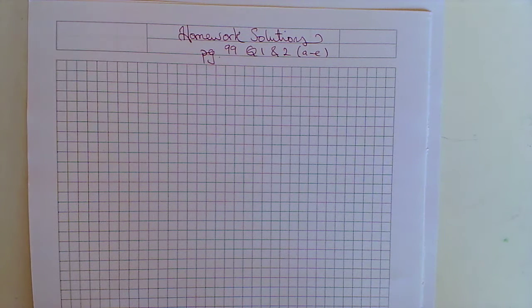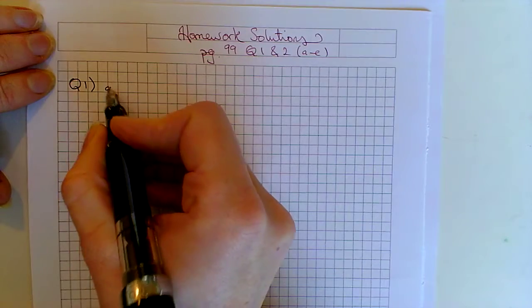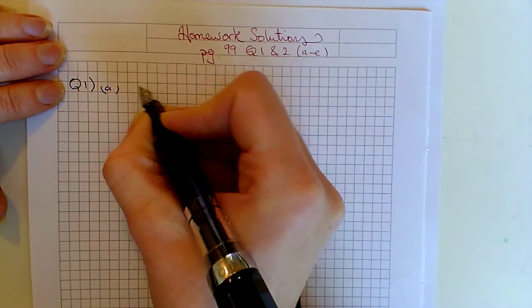The solutions of Friday's homework. So I had asked you to do questions 1 and 2, but only parts A to E, because all we had learned was how to write very big numbers in scientific notation. So let's go through these nice and quickly.